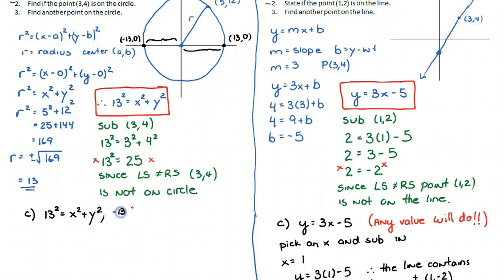So some students will write negative 13 is less than or equal to x, which is less than or equal to 13.